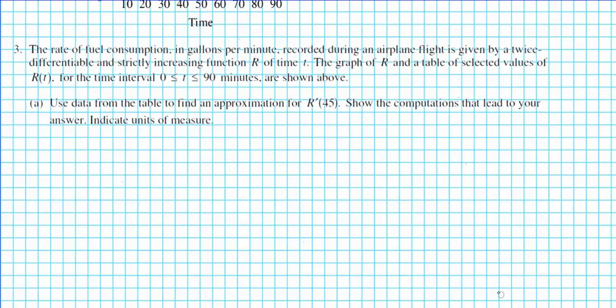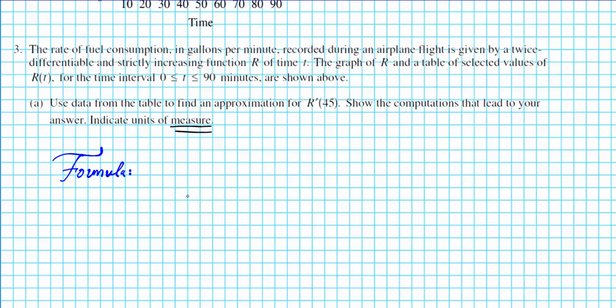Question part A. Use data from the table to find an approximation of r prime of 45. Show the computations that lead to your answer and indicate the units of measure. Okay, so don't forget to include units of measure in your final result because that's part of the answer too, okay? All right, so let's go ahead and start by taking a look at the formula that's going to guide our problem solving process.